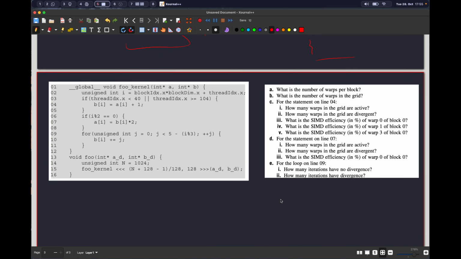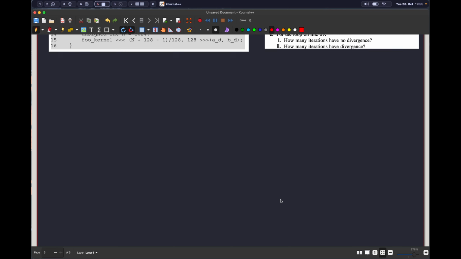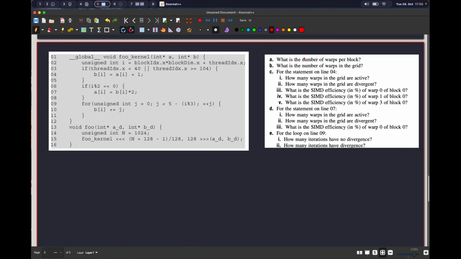Then the last question is the most important one. Not too difficult, but we will try to solve it. We are given this kernel and we need to solve this question. What is the number of warps per block? Per block we have 128 threads. So the number would be 128 divided by 32, which is 4. So we have 4 warps per block.